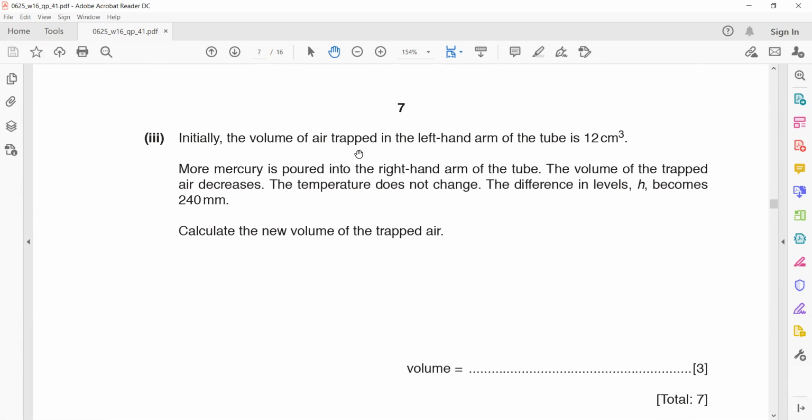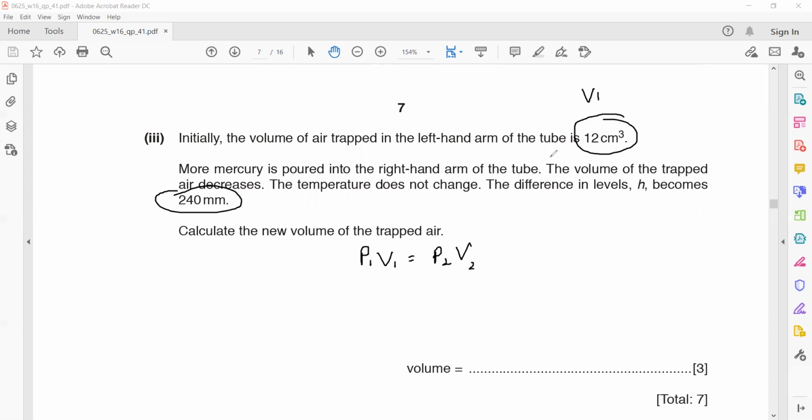The initial volume of the air trapped in the left arm was 12 cm³. So this is V1. When mercury is poured into the right arm, the volume of the trapped air decreases. The temperature does not change, and the difference becomes 240. Calculate the new volume. So basically we have to use Boyle's law. According to Boyle's law, P1 V1 equals P2 V2.